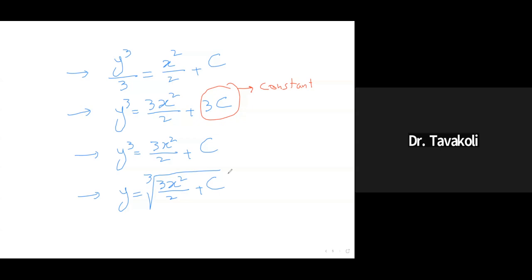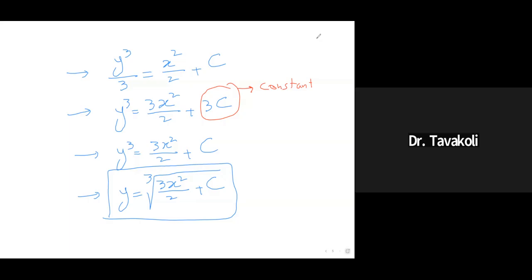I don't need plus minus because it is the cube root. In one of the examples in the previous video, since the step before the last step, we had y squared was something, that's why y was plus minus. But here, since 3 is an odd number, to find y we don't need plus minus. And that's the final answer for this example.